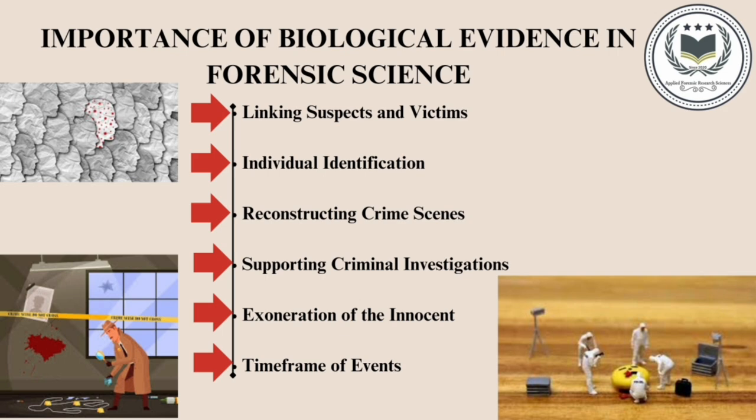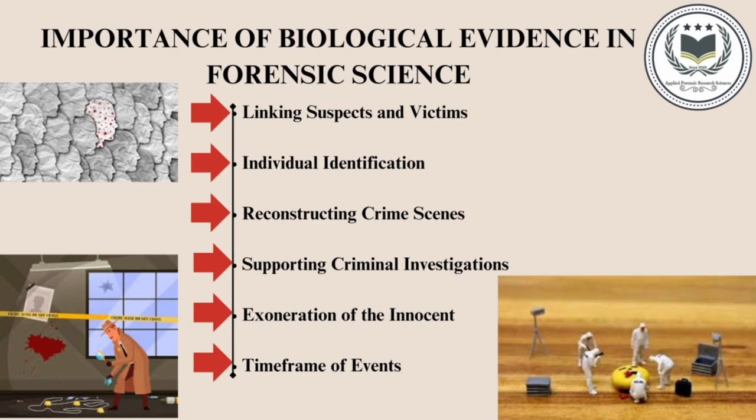Reconstructing crime scenes. Biological evidence is vital for reconstructing the events of a crime. Forensic analysis of bloodstain patterns or the distribution of biological materials can offer insight into the dynamics of a violent encounter, including the positions and actions of the individuals involved. This reconstruction helps investigators to understand how the crime unfolded and can guide further inquiry and analysis.